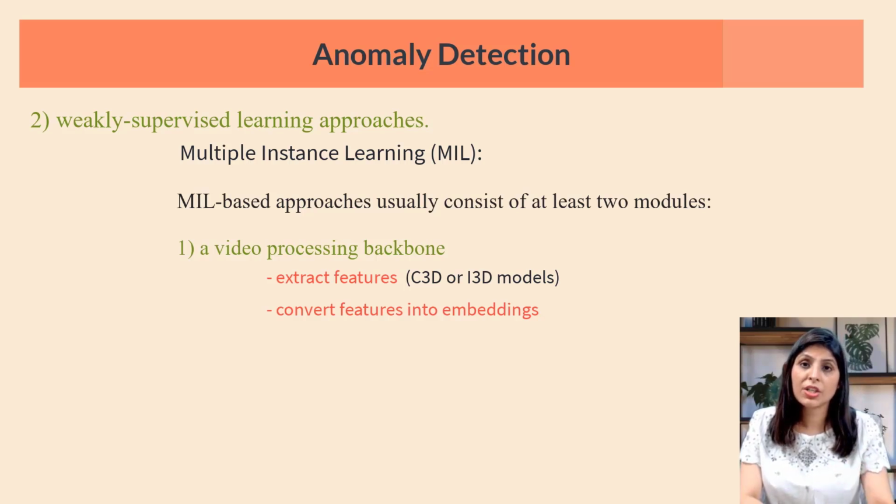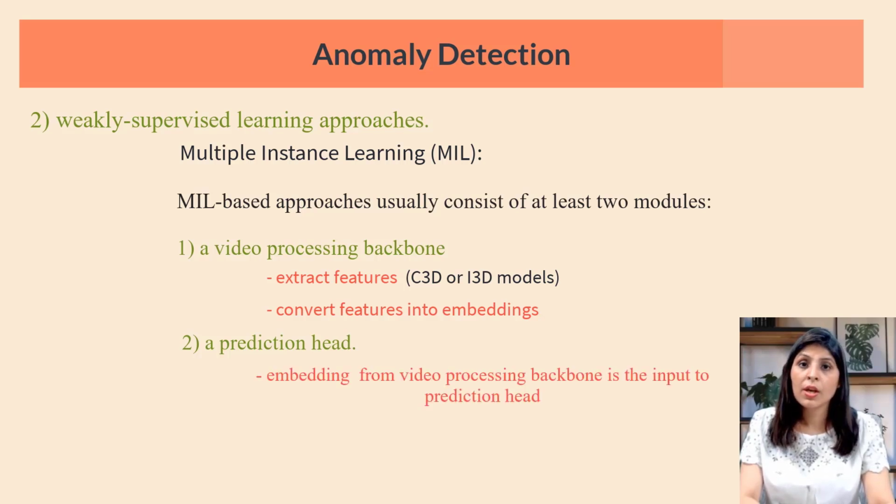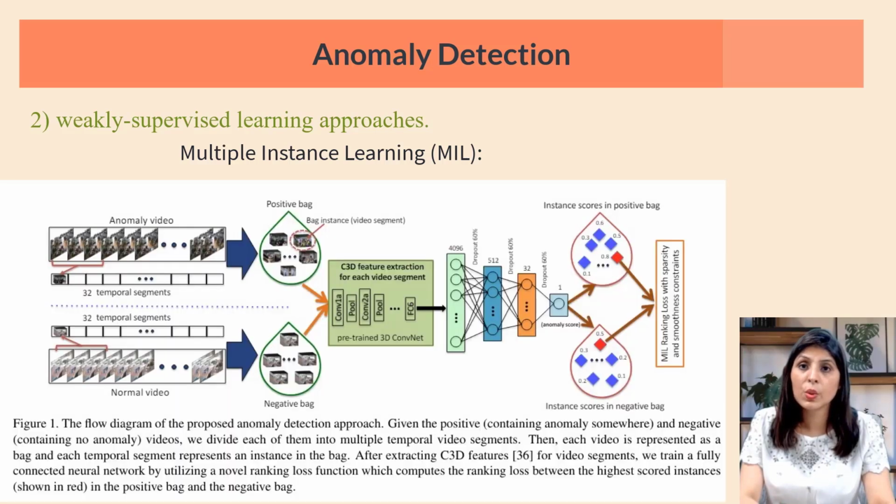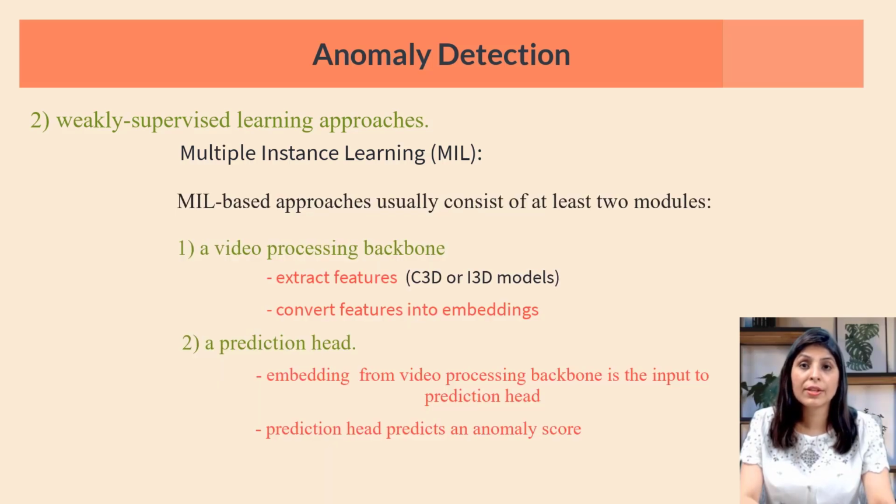Then we have a prediction head. The prediction head takes the embedding from the backbone and predicts an anomaly score. This score indicates the likelihood that the video segment contains anomalies. There are various architectures available for the prediction head. For example, in the paper which we are going to implement today, they have used a fully connected layer for the prediction network. But there are some other papers where they have used a graph convolutional network.